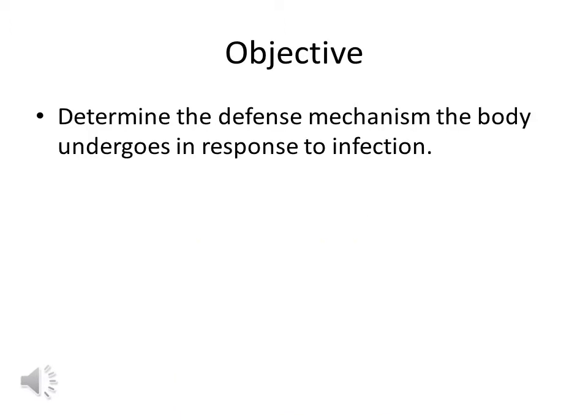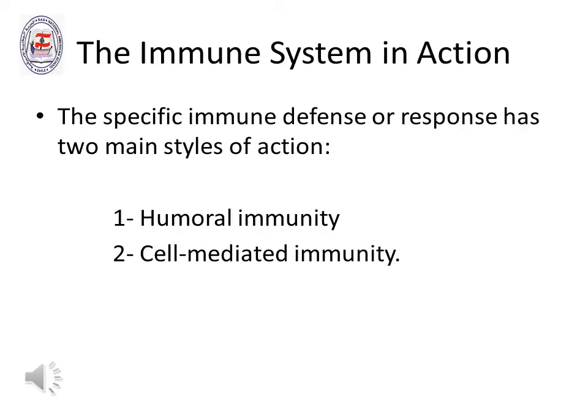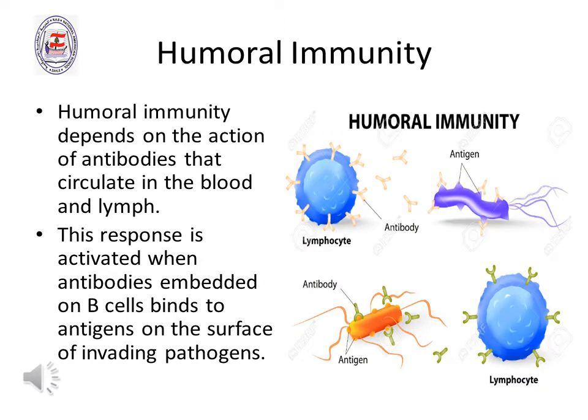The objective of this section is to determine the defense mechanism the body undergoes in response to infection. The immunity system is divided into two parts or two action styles, the humoral immunity and the cell-mediated immunity. B cells play an important and major role in humoral immunity.